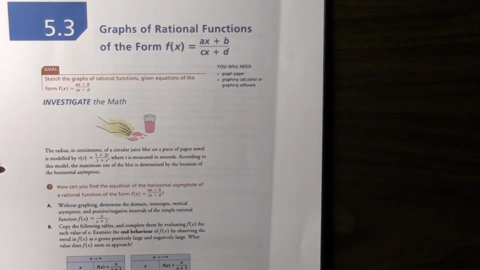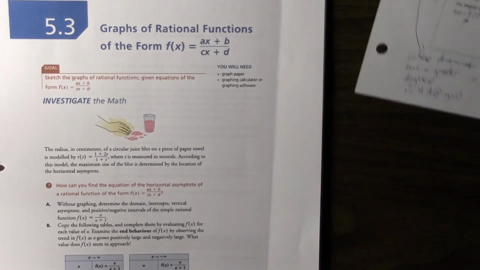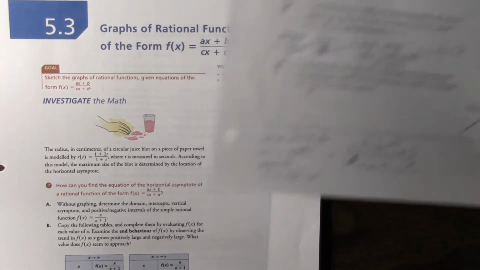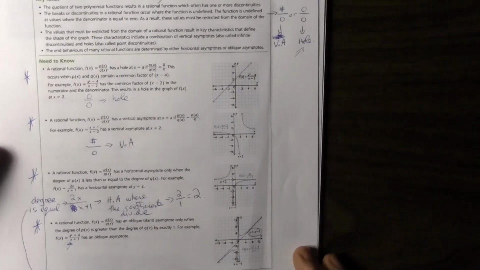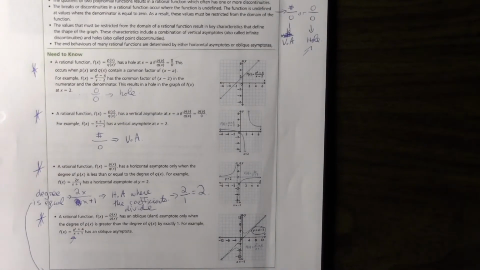Okay, this is 5.3. Graphs of rational functions of the form f of x equals (ax + b) over (cx + d). So we've already started to look at this in the last two sections. I want to just go back and refresh everyone's memory of the summary of 5.2, because it was a long lesson. It was just an investigate, and there weren't many examples to do, but there was a lot that we went through.